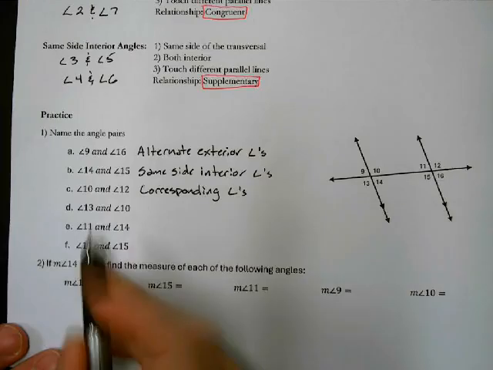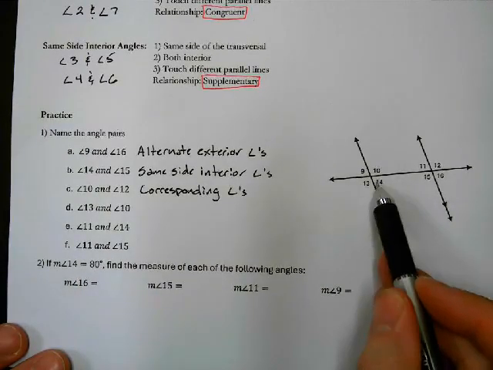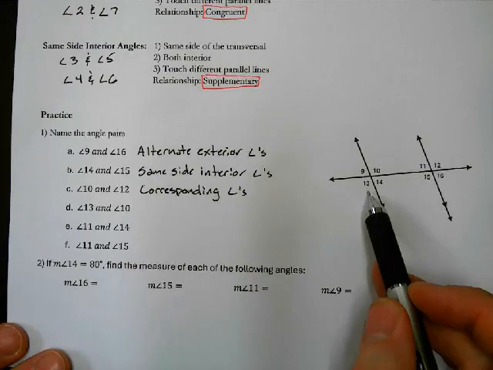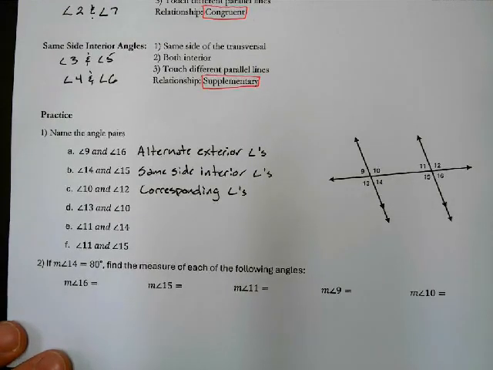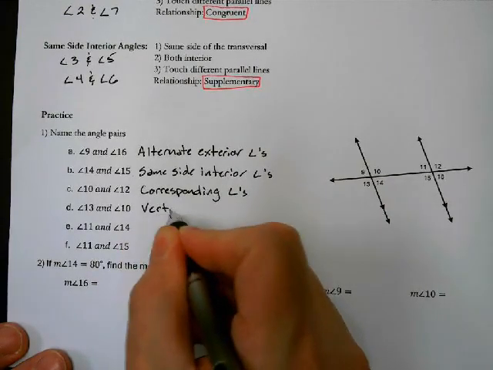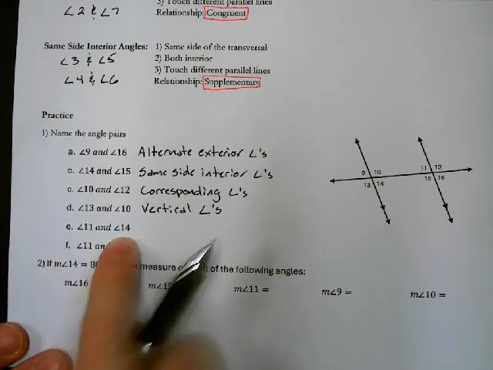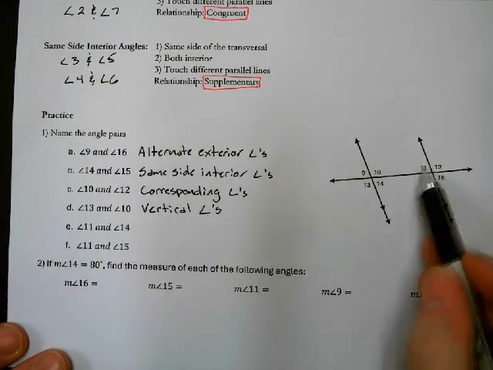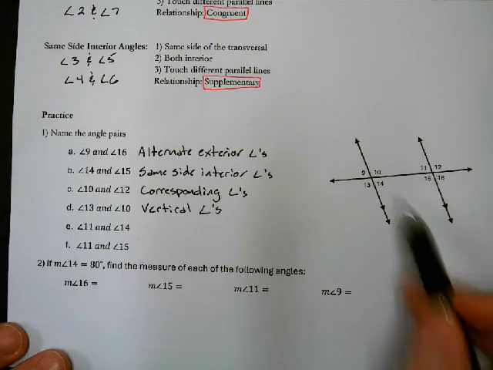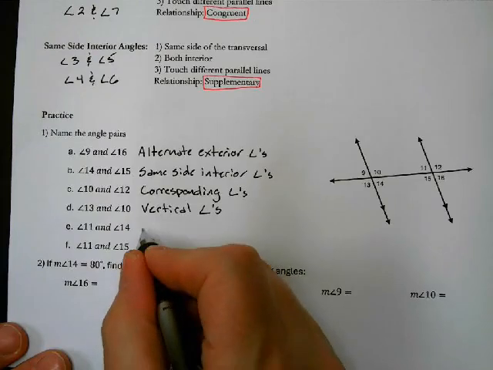13 and 10. That's none of the ones that we've done today because they're touching the same lines, but this is from our last lesson. These two would be considered vertical angles. 11 and 14. See, 11, 14, both interior, different sides of the transversal. Those are alternate interior angles.